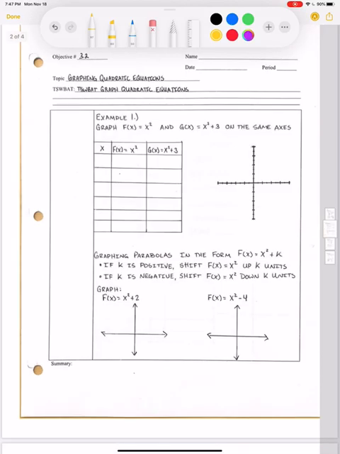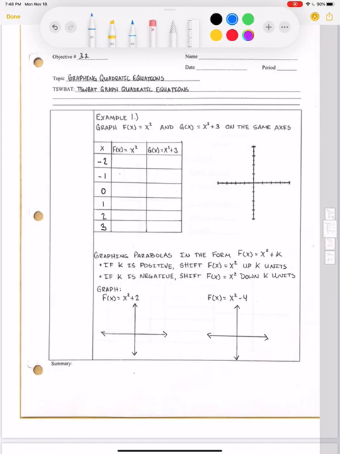Moving on, we have our first example. We're being asked to graph f of x equals x squared and g of x equals x squared plus 3 on the same axis. If you look at our table, I'm going to choose values for x and plug them in, and then I'm going to use those same x values for g of x, and plug them in, and graph both sets of values. So my x values I'm going to choose are negative 2, negative 1, 0, 1, 2, and we might do 3.